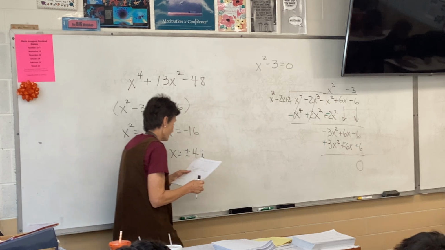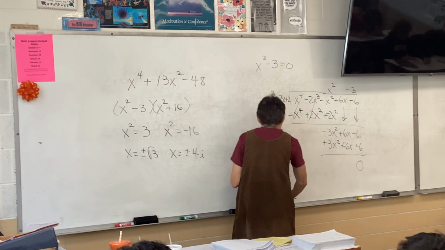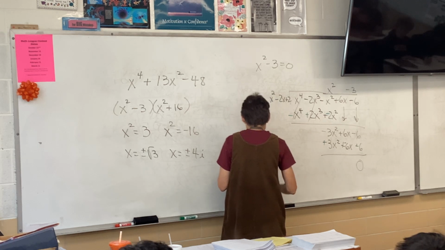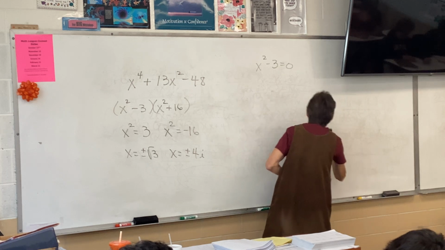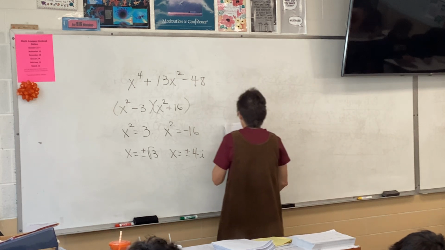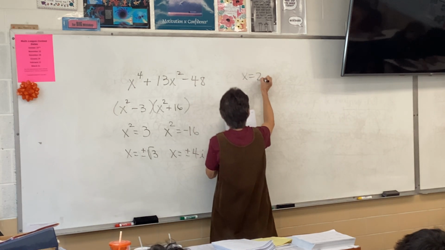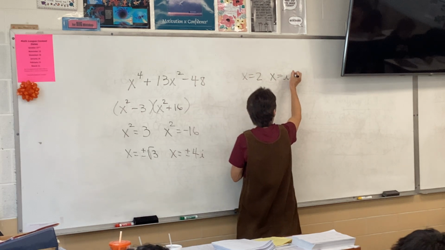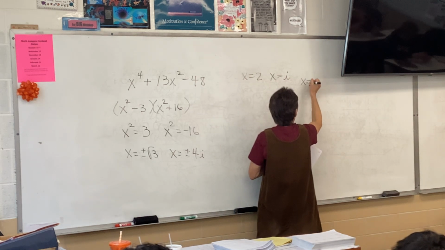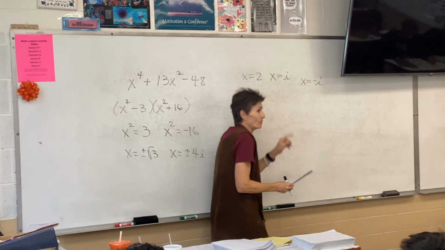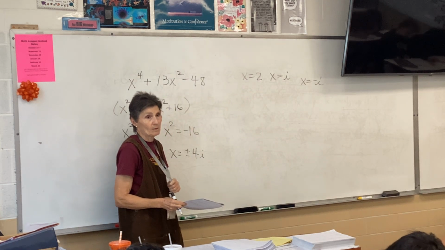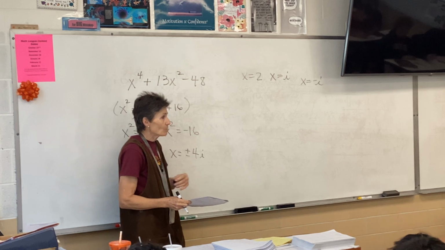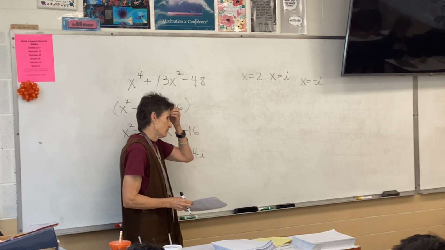All right. Number 2. Write the polynomial function with these zeros. So x equals 2, x equals i, x equals negative i. Remember, they never come alone. Imaginary roots never come alone. So if i is a root, negative i is a root.